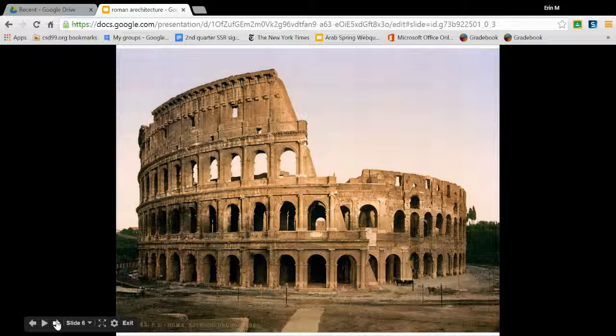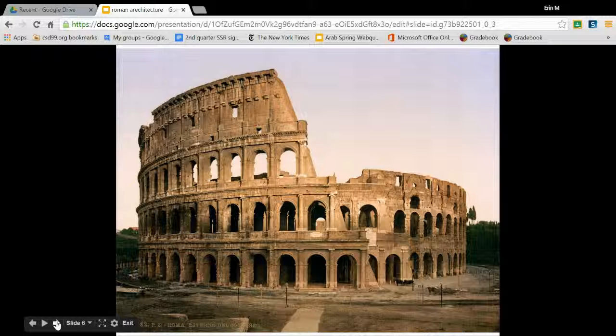This next image here that you see is the Colosseum. And the Colosseum was built in 70 AD, and it was, as you can see, 3 different layers of arches that were created right next to each other and then stacked on top of one another.